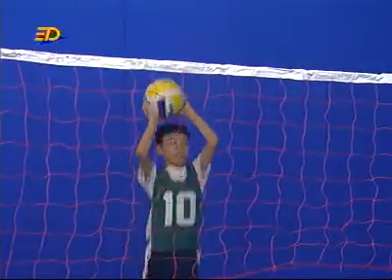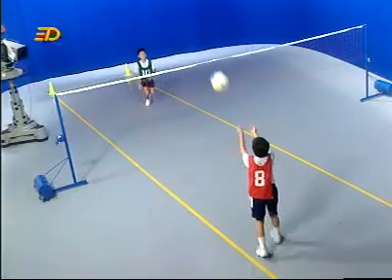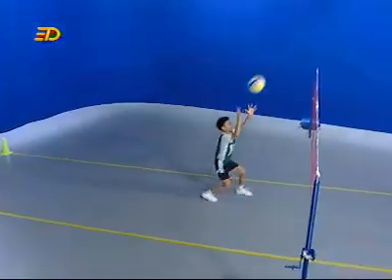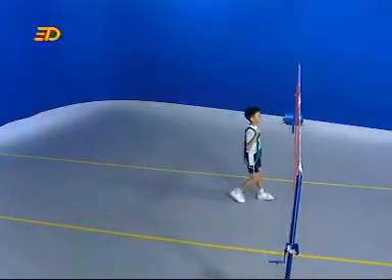Green is attacking red from both the front and back of his court. We can see that green's attack is more successful when it is launched from the front of the court near the net.